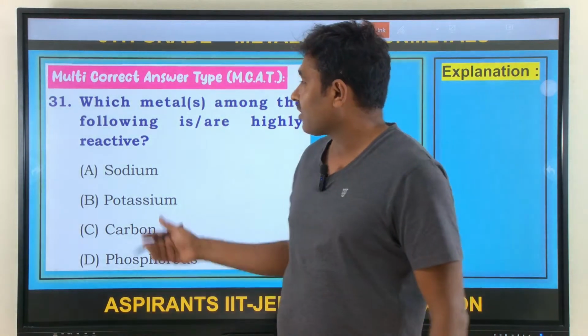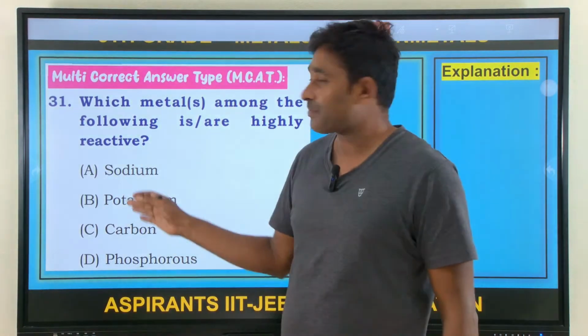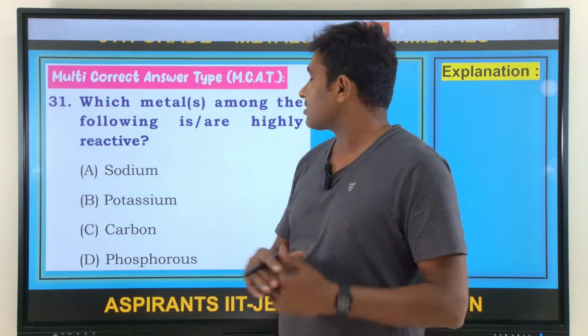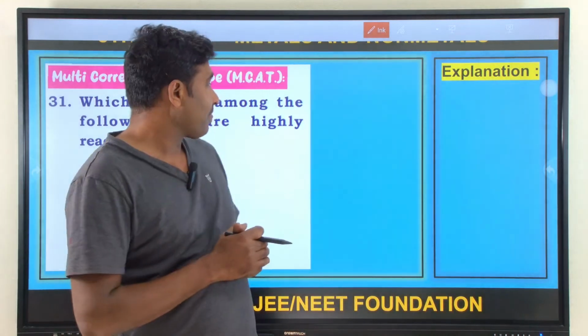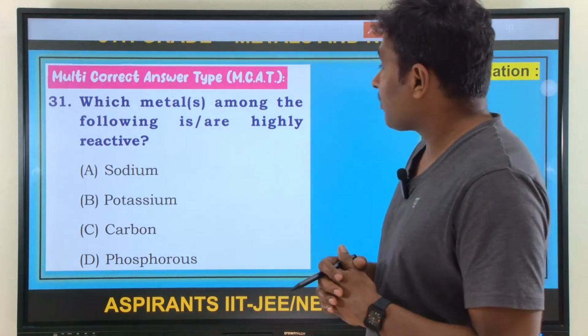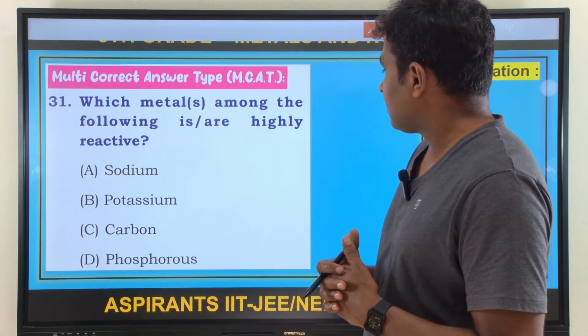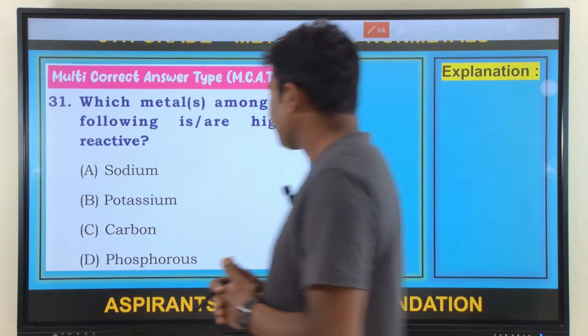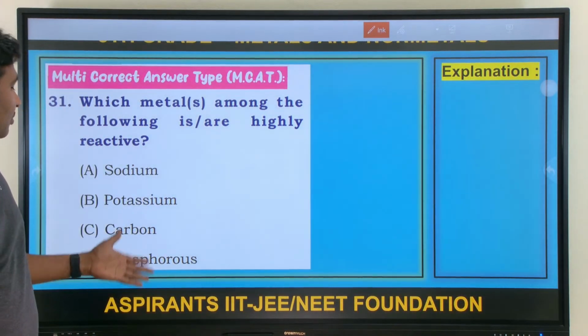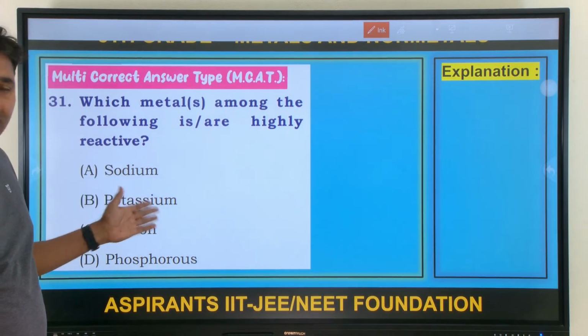Okay, in the last video we discussed up to 30 questions. Now we are going to discuss question 31, a multi-correct answer type question. The question is: which metals among the following are highly reactive? Among these four options, which elements are highly reactive in nature?